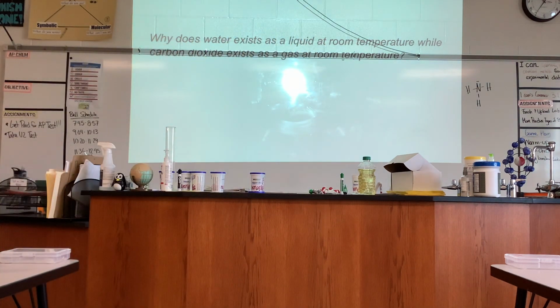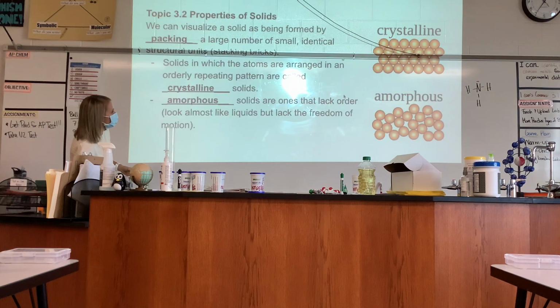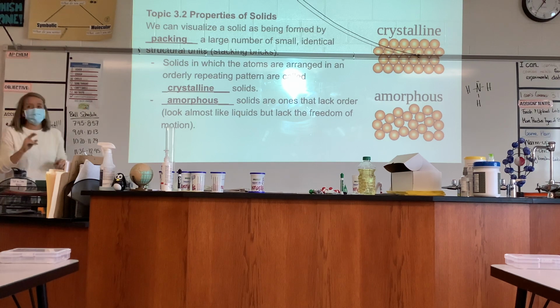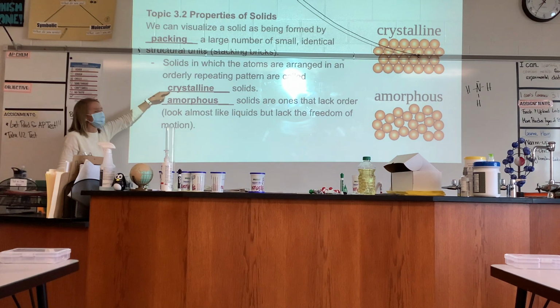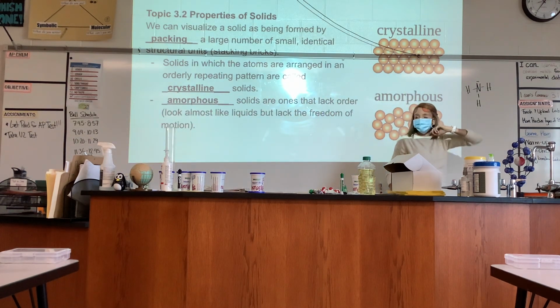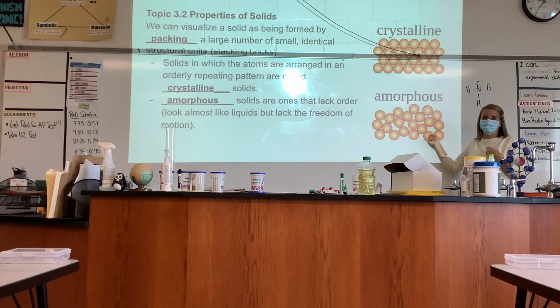So let's talk about our 4 types of solids that we have. These first 2 should be a review from last unit, or in a sense, review for the test even. Okay, first in general, we can visualize solids as being formed by packing a large number of small identical units. They can pack in 2 different ways. You can get a crystalline solid, where they're very uniform, or you can have an amorphous solid where it's not as uniform how they pack. Kind of depends on the shape of which one you get.